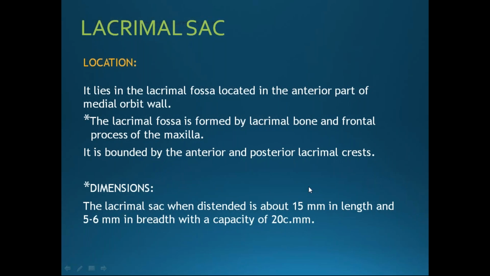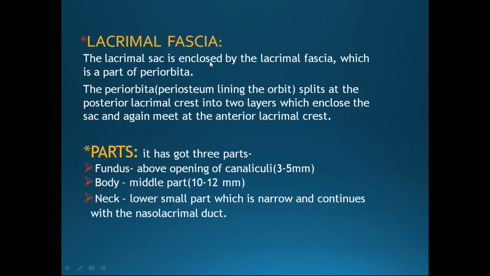Dimensions: the lacrimal sac when distended is about 15 mm in length and about 5 mm in width, with a capacity of 20 cubic millimeters. The lacrimal sac is enclosed by the lacrimal fascia, which is a part of the periorbita. The periorbita is nothing but the periosteum lining the orbit.